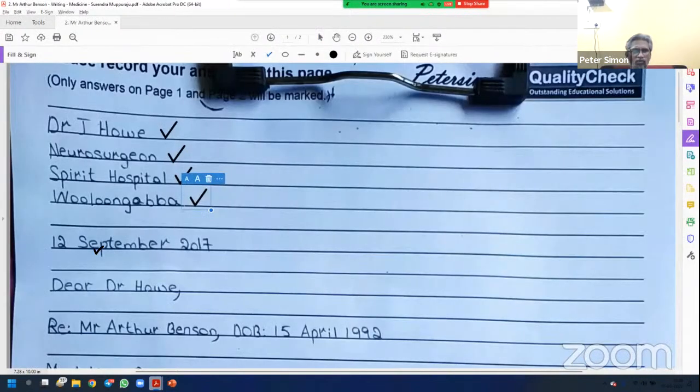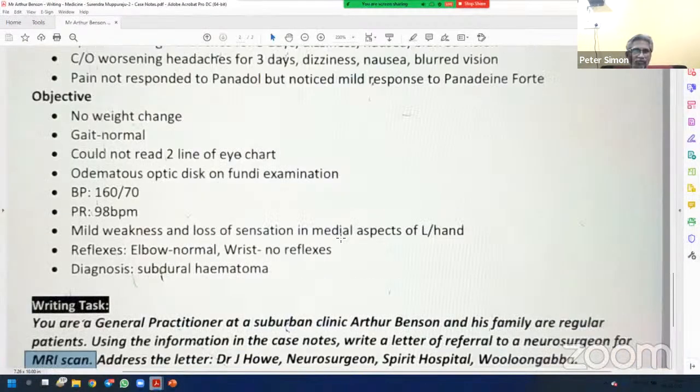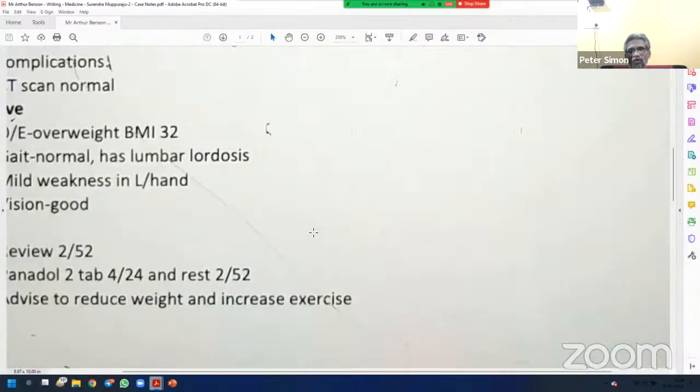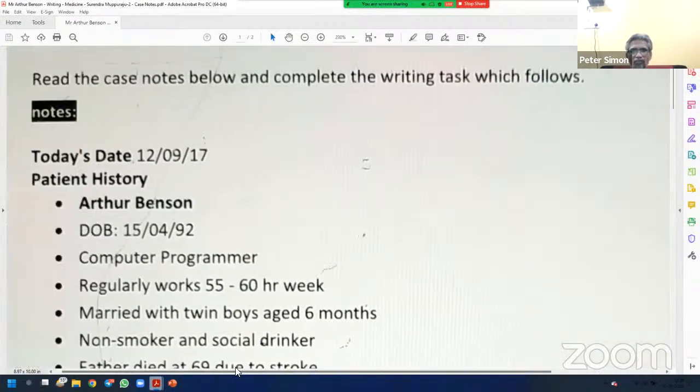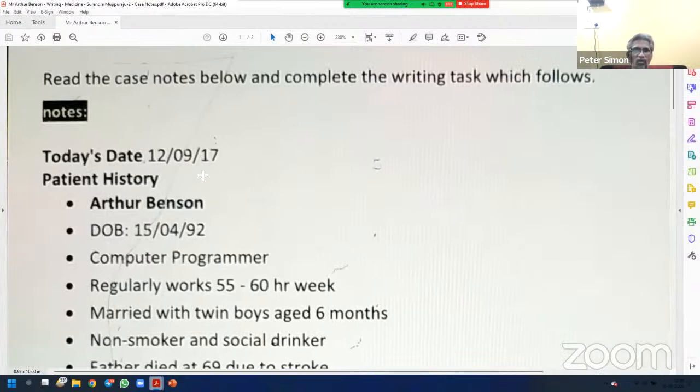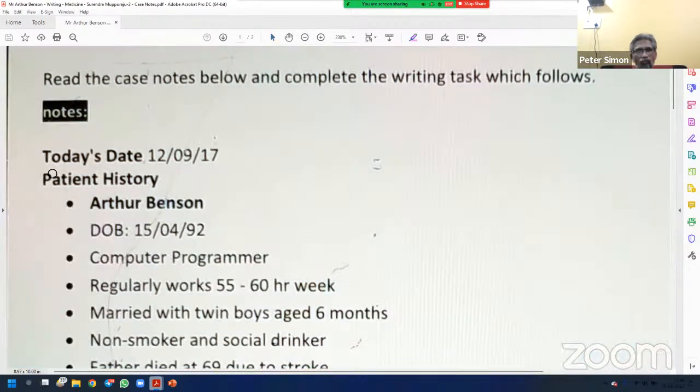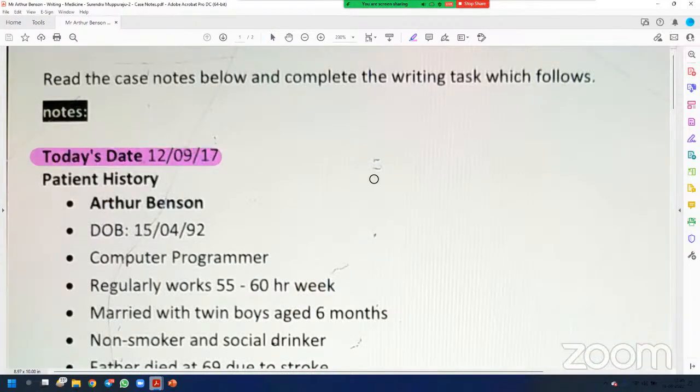And the date, my birthday, 12 September, but the year is different. Okay, 12 September 2017. Here it is, the last visit. And maybe in the beginning also it might be given sometimes. Nothing is given. Today's date is here. If today's date is not given here, so 12/9/17, this is wrong presentation. You have to write 12 September 2017. Absolutely fine.